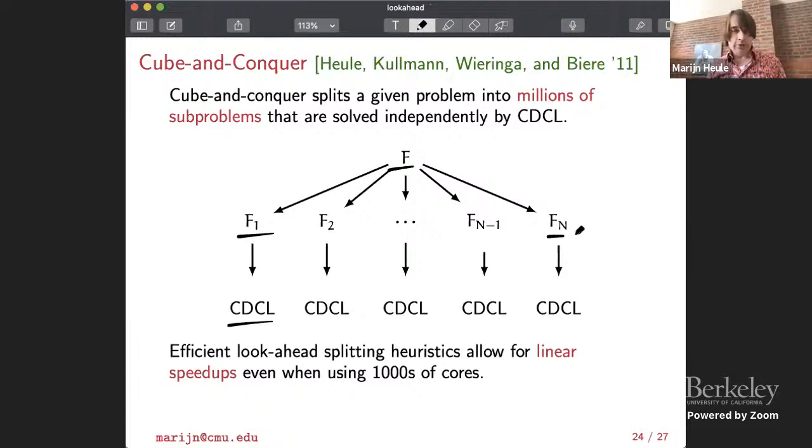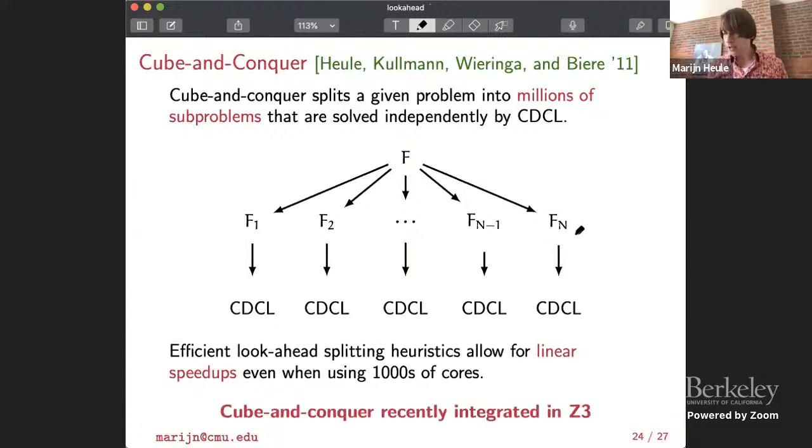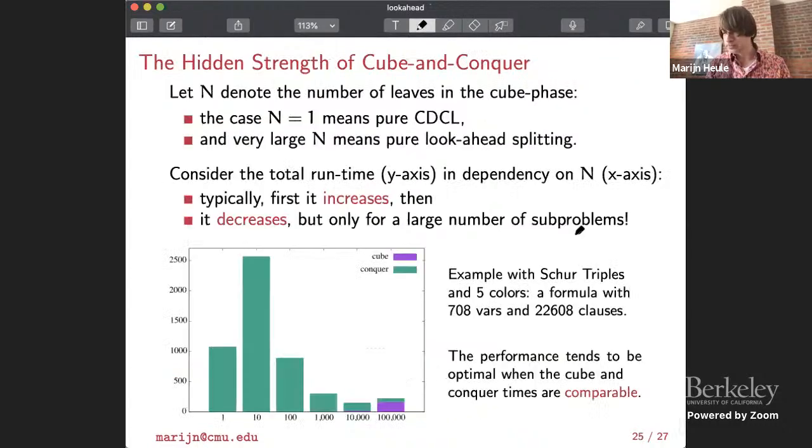And for several problems, I've been showing this on some mathematical problems, but also some industrial problems, we can have linear time speedups even with thousands of cores. And for example, this technique has also been recently integrated in the SMT solver Z3. I won't have time to go into detail here, but let me briefly explain what I think is going on.